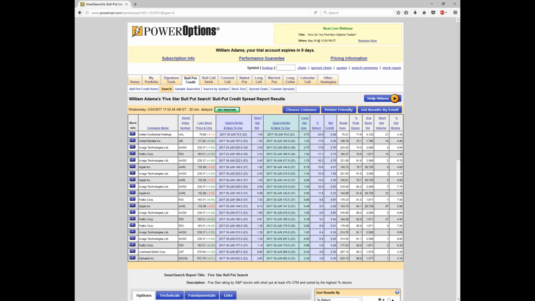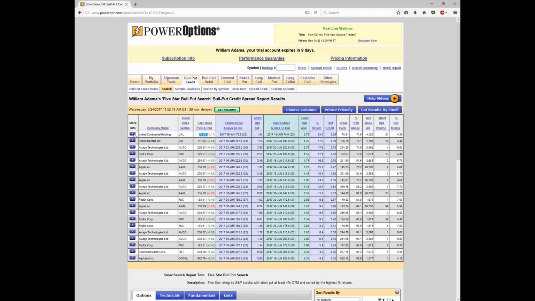That'll take us into the search field, and we start off with UAL, United Continental Holdings, trading at 78.86, and I see that we can sell the 75.5 strike for $1.04, buy the 74 strike, standard June expiration, for 75 cents. This gives me a net credit of 29 cents for a 24% return, and it's a 71.6% theoretical probability above. Okay, so that's a reasonable trade.